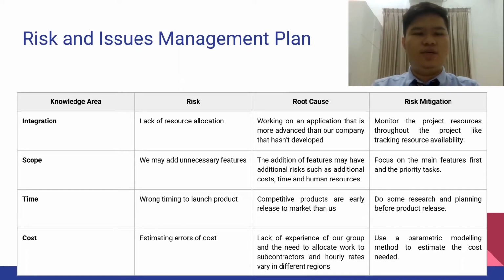And the next knowledge area is cost. And the risk is estimating errors of cost. And the root cause is lack of experience of our group and the need to allocate work to subcontractors, and hourly rates vary in different regions. And the risk mitigation is we should use a parametric modeling method to estimate the cost needed.